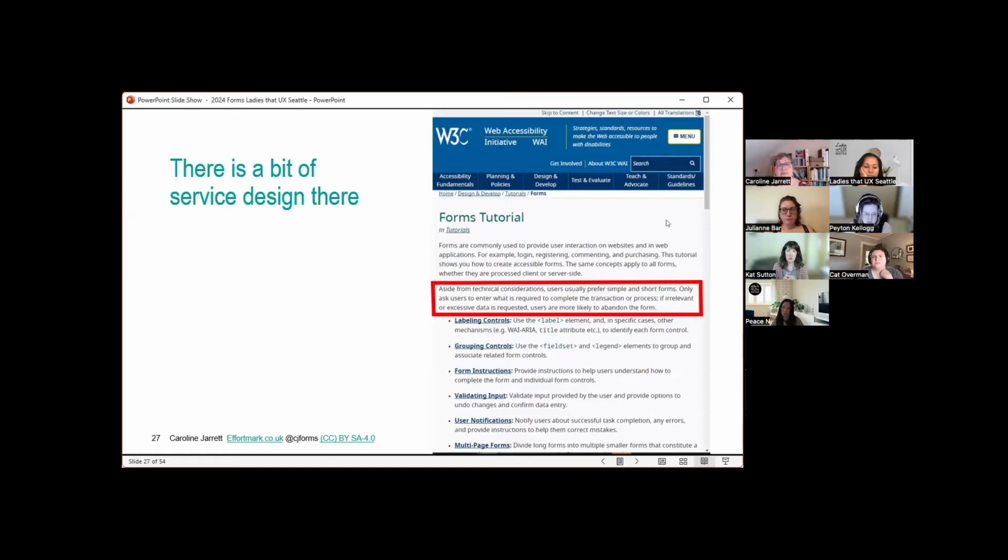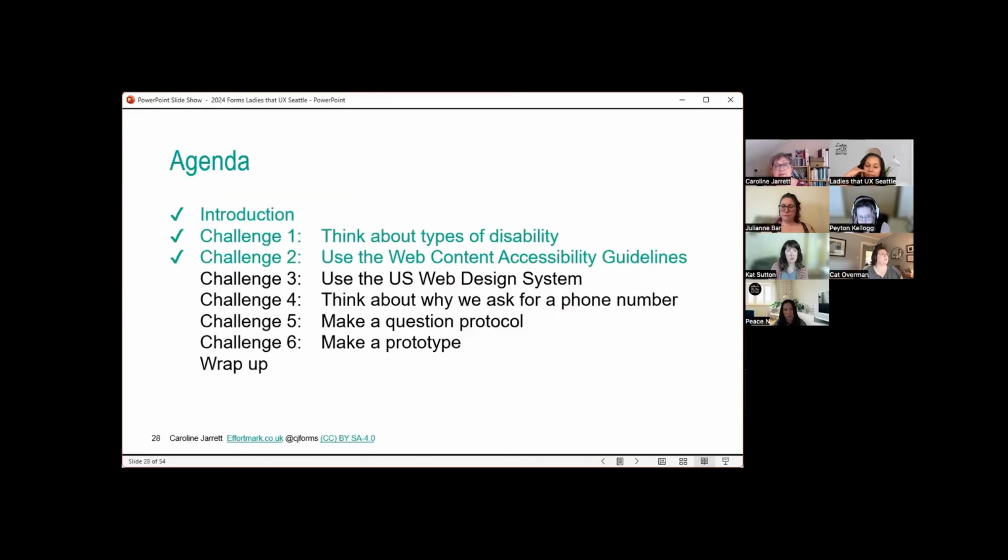And then only ask users to enter what is required to complete the transactional process. If irrelevant or excessive data is requested, users are more likely to abandon the form. So I think someone mentioned we need to know why we're asking. I interpret this as encouraging us to think about why we're asking for the phone number, but it didn't give me much beyond that. It didn't really tell me how to do it. So we're going to move on.